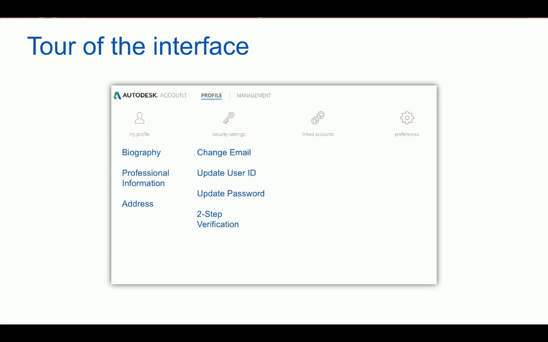Next, Security Settings is where you can update your email address, user ID, and password, and also activate two-step activation. This is a new service that adds an extra layer of authentication during your login process, also verifying through either voice, SMS, email, or through the Authenticator app.